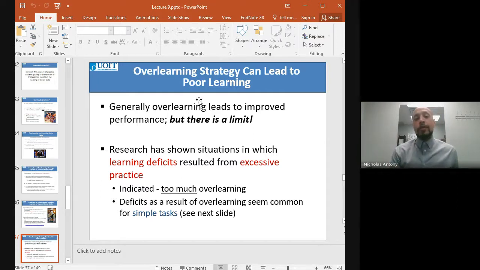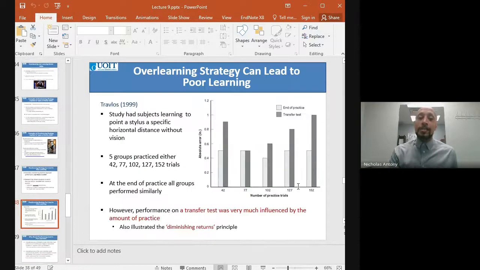So, like I said, there is a limit to this overlearning strategy as it can develop bad habits. And here was a study that looked specifically at that. In this study, they were doing those pursuit tasks where you had to use a stylus and move it. It's a weird hypothetical motor skill. And then it had 5 groups. They also showed this idea of diminishing returns. So here was the 50% overlearning. That was 0% overlearning, 100, and so on.